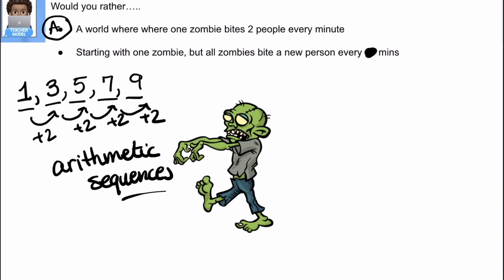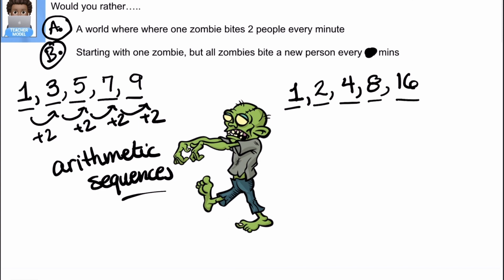But what happens if instead of a growth pattern of +2, you have it multiplying by 2? So let's look at world B. And in world B, you start off with 1 zombie and he bites 1 more person. So now there's 2 zombies. And now each one of them bites another person. So now there's 4 zombies. And now all 4 of them bite someone. So now there are 8 zombies. And now all 8 of them bite somebody. And now there's 16 zombies.